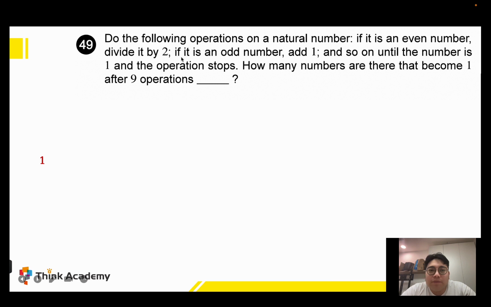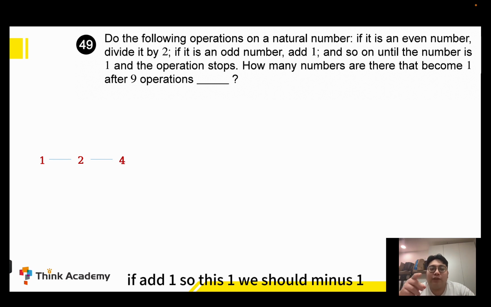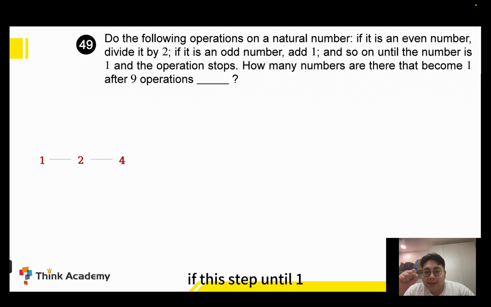So if it was an odd number, we add 1. And if it was an even number, we divide by 2. So before that, it can be times 2 or minus 1. But remember, minus 1 would make it 0, and 0 is not possible. So it should be only 2. And 2 could also come from 1 by adding 1, but if a step reaches 1, the operation stops. So it is not possible to be 1.